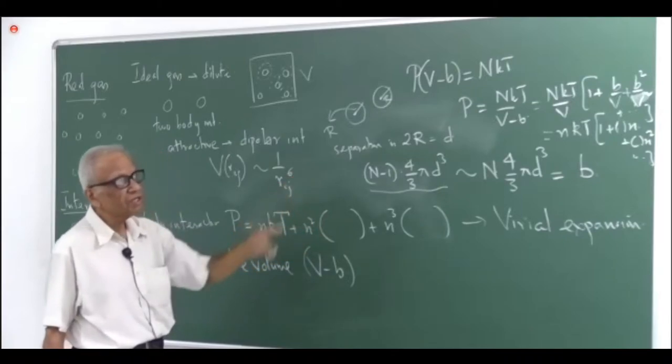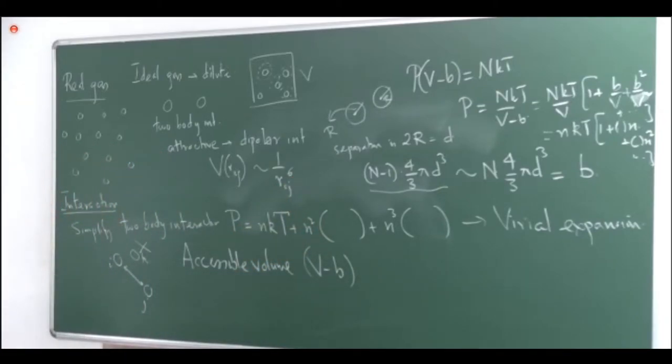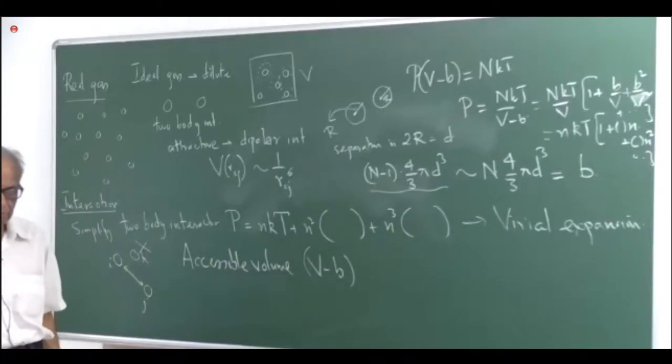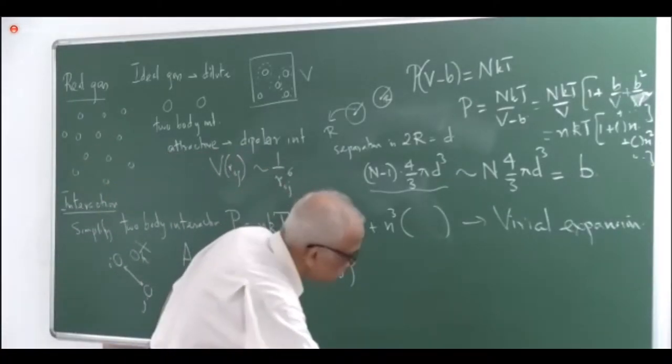And we have the repulsive contribution to it, which is being modeled as a sphere of exclusion. So some volume is not accessible to a given molecule. And so you write the correction as V minus B. And B is the excluded volume. So very good. This is the easy part of it. The complicated part is the attractive business, and that will require a real calculation.